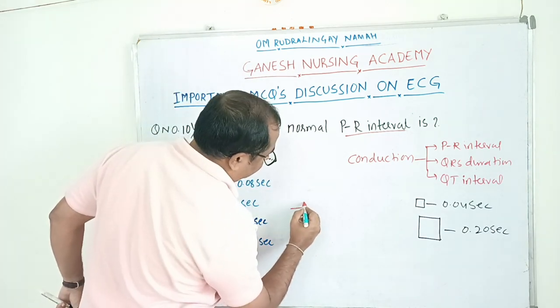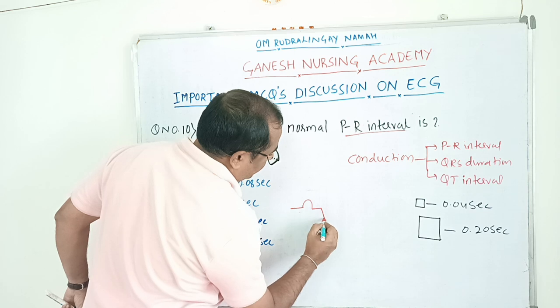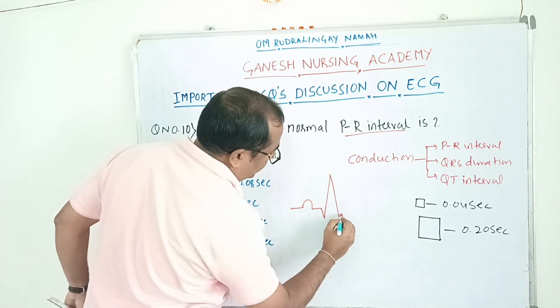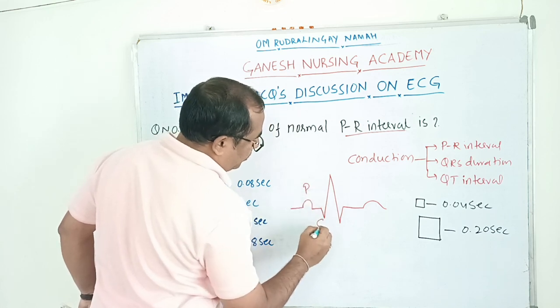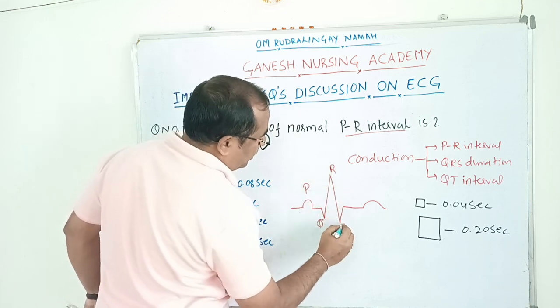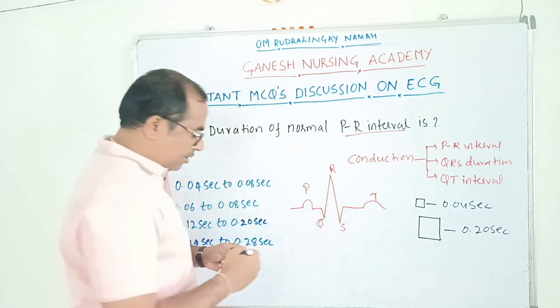This is a P wave. This is a QRS complex. This is a T wave. So P, Q, R, S, T. So this is a normal wave.